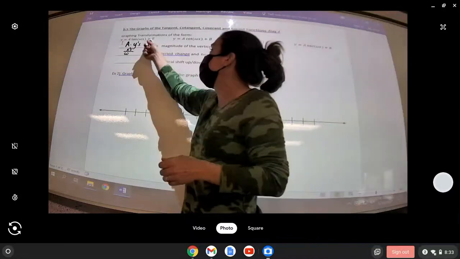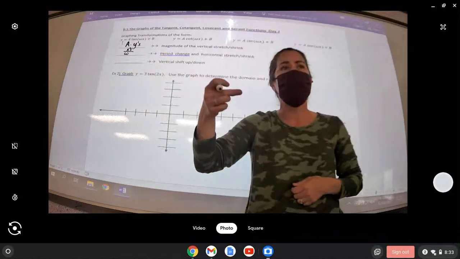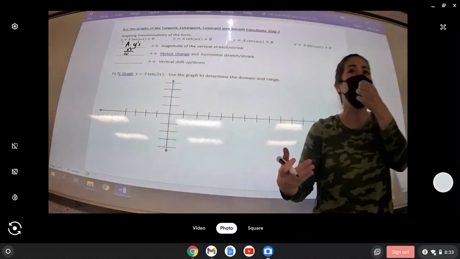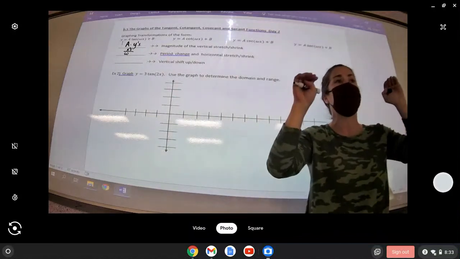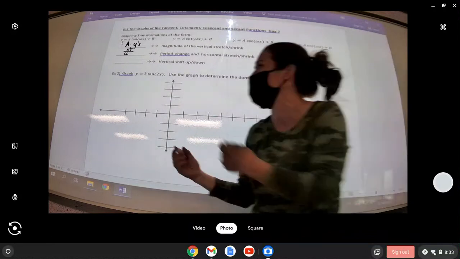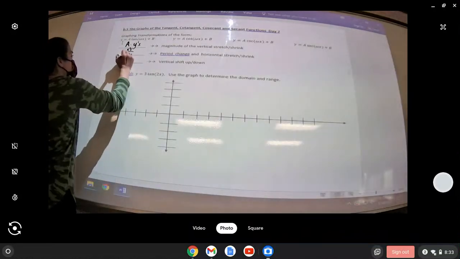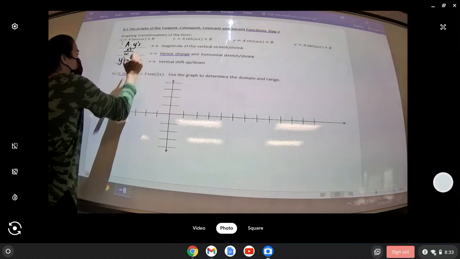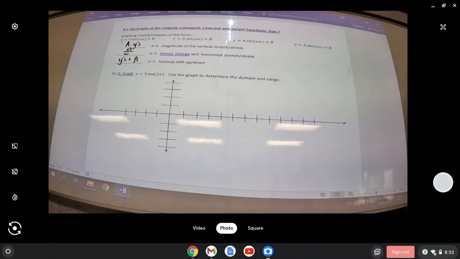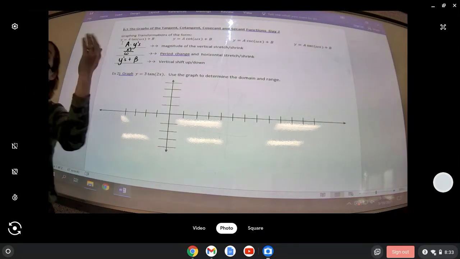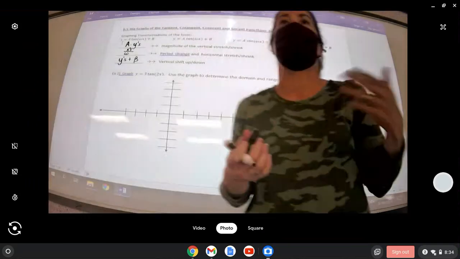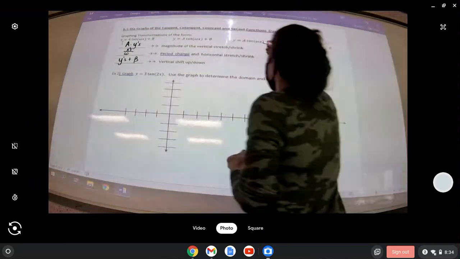And then the beta on the outside of the function is affecting your y coordinates. You'll be adding it to your y coordinates, so it'll take the graph and shift it up or down so many units. And then just another reminder, when you're dealing with the A value, that is what you're timesing your y's by, so you're making them bigger or smaller. But if A is negative, it's also going to cause an x-axis reflection on top of that.